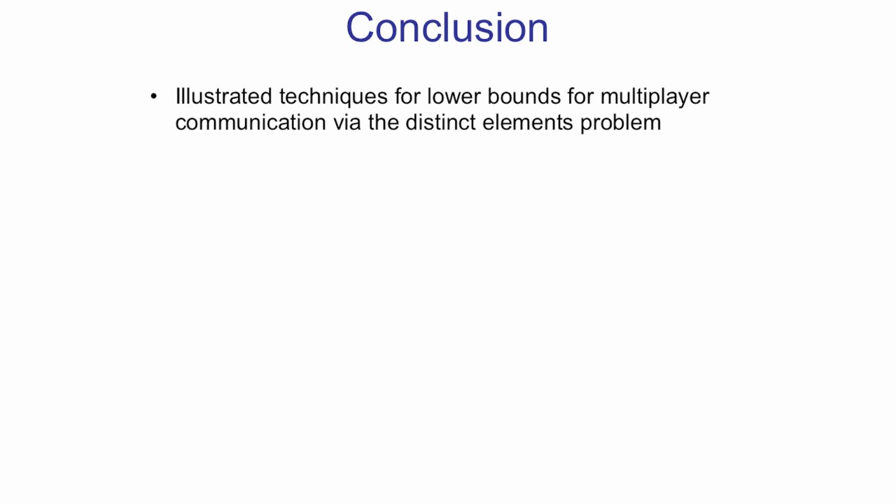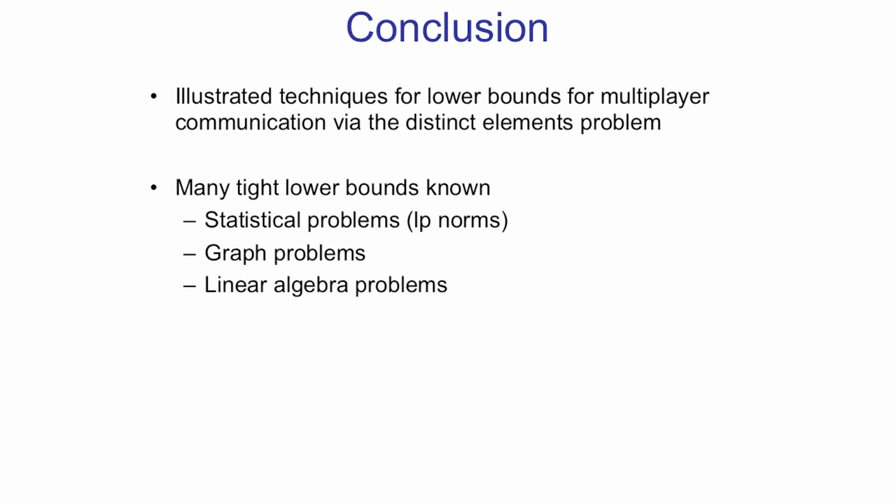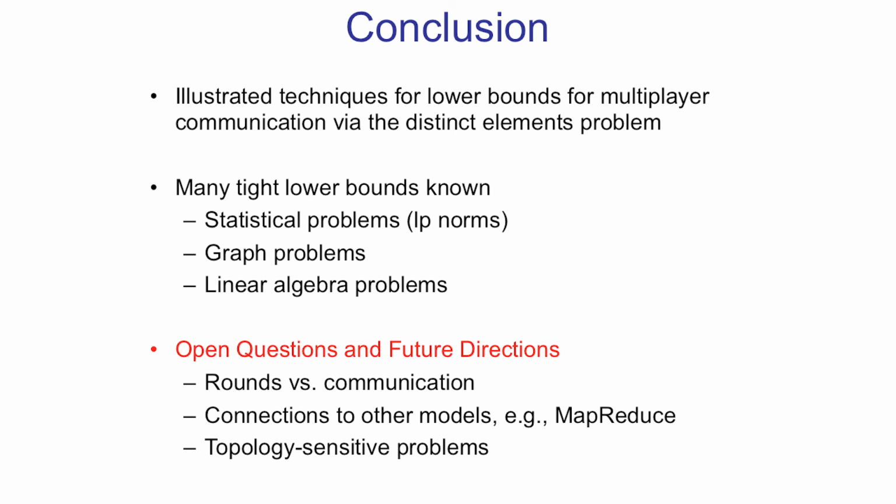Okay, so let me just conclude. We mostly looked at techniques for lower bounds in this model via the example of the distinct elements problem. Many tight lower bounds are known in this model: statistical problems, graph problems, linear algebra problems. And there are open questions and future work.